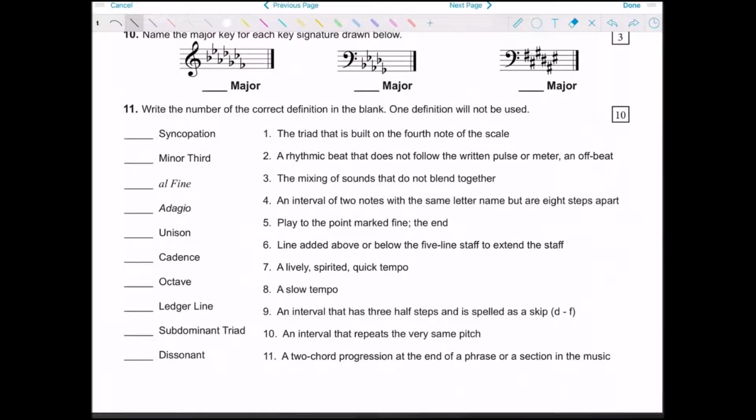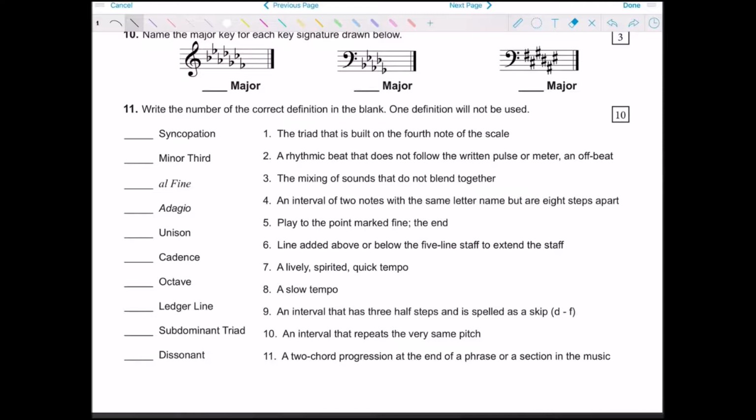In this video, I'm going to be going over questions 11 and 12 in the practice test. So let's get started. Question 11 says, write the number of the correct definition in the blank. One definition will not be used. So you have 10 terms, you have 11 definitions, one of them is not going to be used. So let's just start with question number 1, or the first definition.